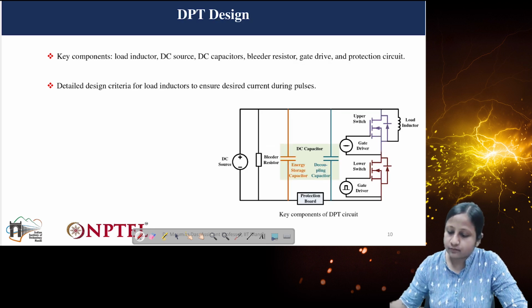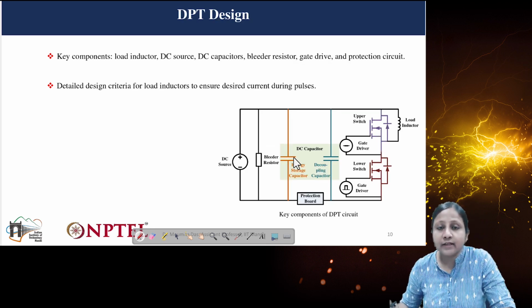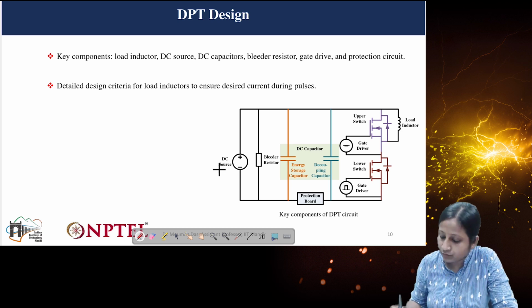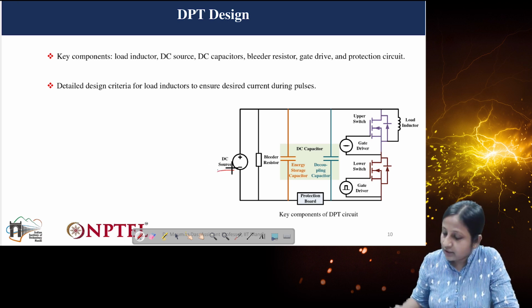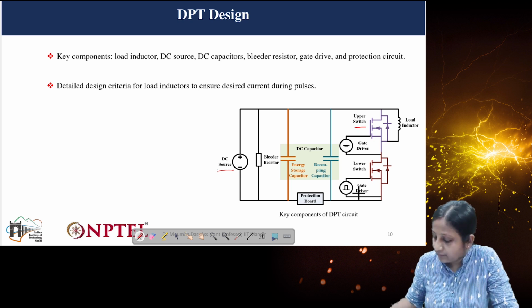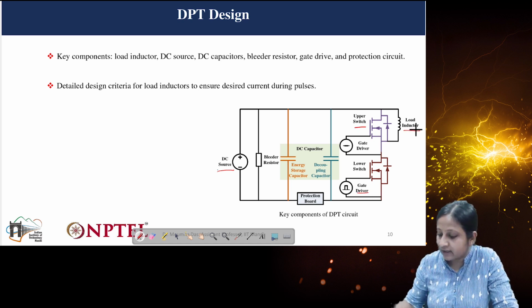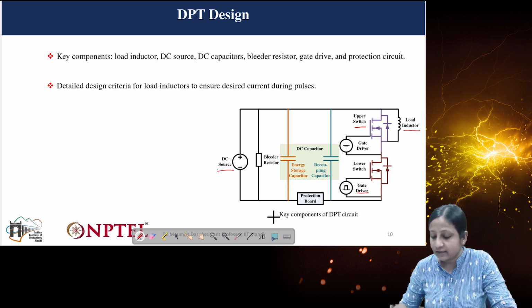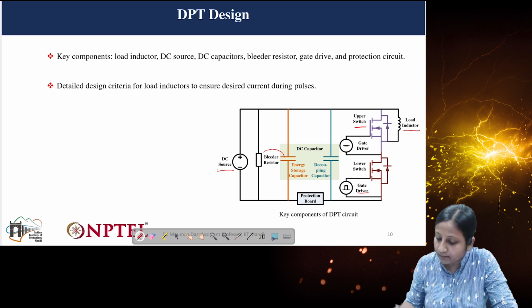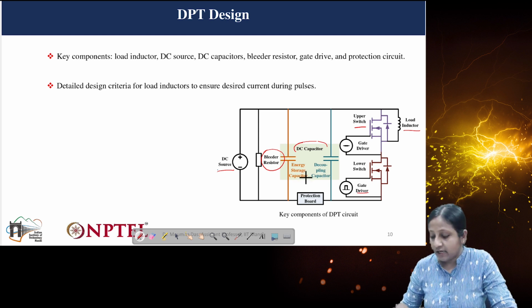So now this is the design DPT circuit and the key components of the DPT circuit. Till now, whatever I have shown you, there are a DC source, then two switches along with gate drive, and the load inductor. But what are the additional things you are seeing here? The additional things are the bleeder resistor, the DC capacitor, which has two different components, an energy storage capacitor and a decoupling capacitor, and then there is actually a protection board also. So these components are additional, which you are seeing here.